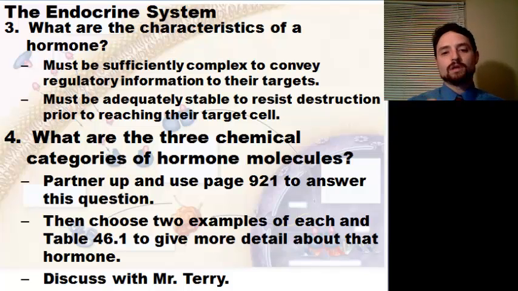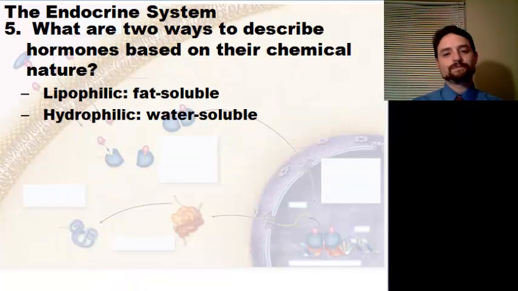What are the chemical categories of hormones? Well, this is where I want you to do some research. I want you to partner up with someone in the class, use page 921, and answer this question of what are some hormone molecules in the body? What are the three chemical categories? And then choose two examples of each from table 46.1 and give more detail about that hormone. And then I want you to discuss those with me. So this will be a time to pause the video, do question 4, record that in your interactive notebook, discuss that with me, and then you can come back and finish the video.